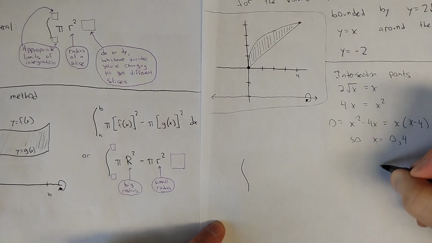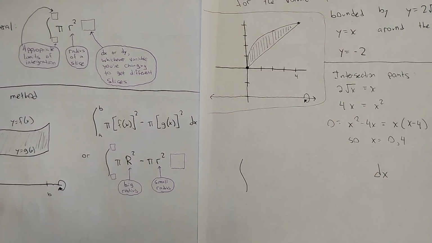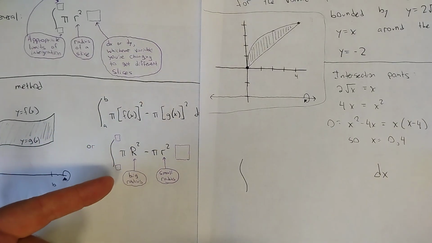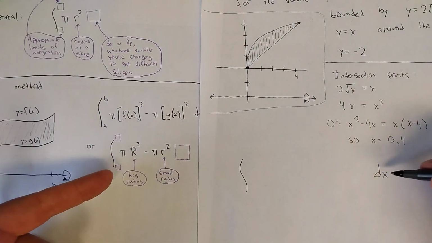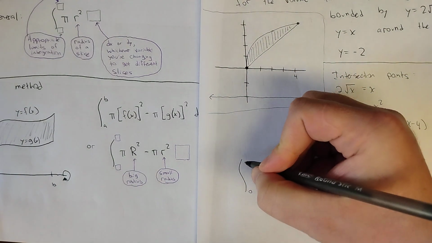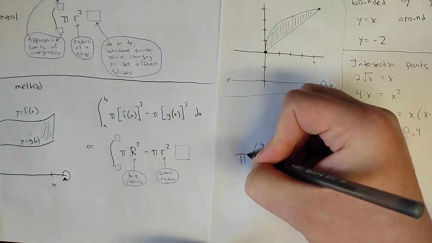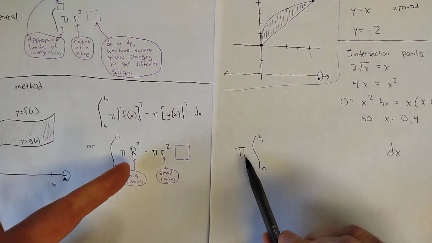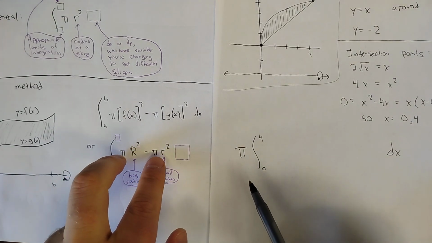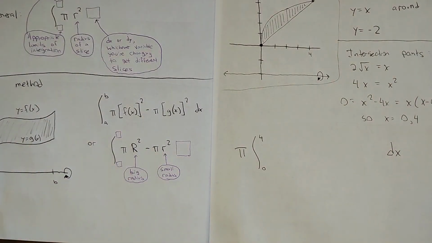Leave myself plenty of space. This is probably too much space, but better safe than sorry. So I'll write a dx there. These are limits of integration, and these should be x values because we just chose this to be x. And so the x values are 0 and 4. Okay. Now I'm going to have a pi, and why don't I just pull the pi out automatically? So that's going to take care of this pi and this pi. So inside here, I'll just do big R squared minus little r squared.